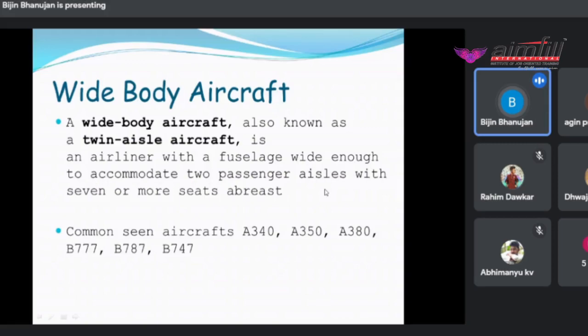So this is a standard economy class in a wide body aircraft. As you can see, the configuration is 2, 4 and 2. We'll have 2 aisles on either side of the 4 seats abreast, that is the 4 seats in the center. So we will have 2 aisles and the seating will be from 7 to 10.